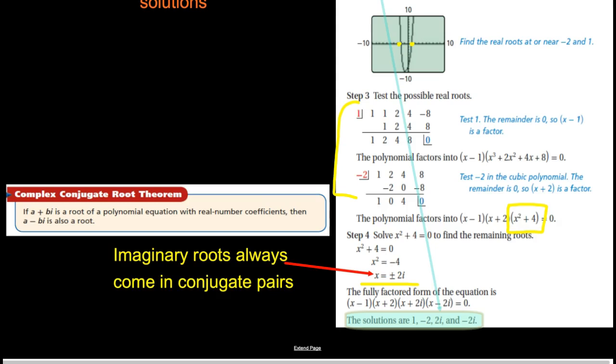Okay? So pop over to the next page and we'll do one of these all together from start to finish. And then that'll pretty much wrap it up. So we have a fourth degree polynomial with 5 terms. How are we going to factor this and solve it?